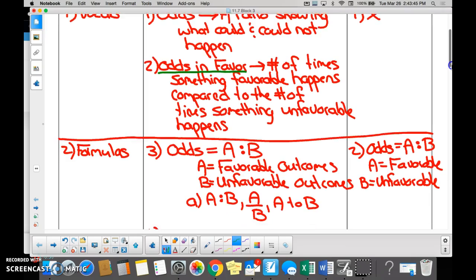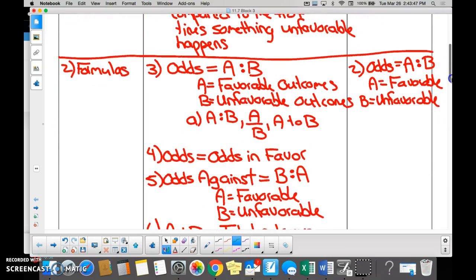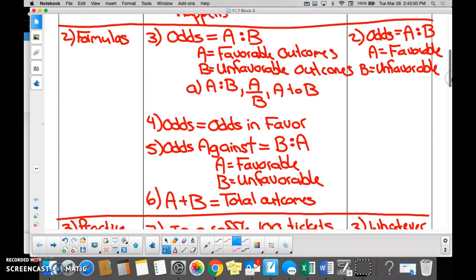Okay? To calculate odds, there is a formula. The formula is literally A to B. A represents the favorable outcome. B represents the unfavorable outcome. And these are the three different ways you can write odds, just like I just said. We said odds and odds in favor are the same exact thing. And then we said there is also odds against, which is taking your favorable and your unfavorable and just flipping it, right?